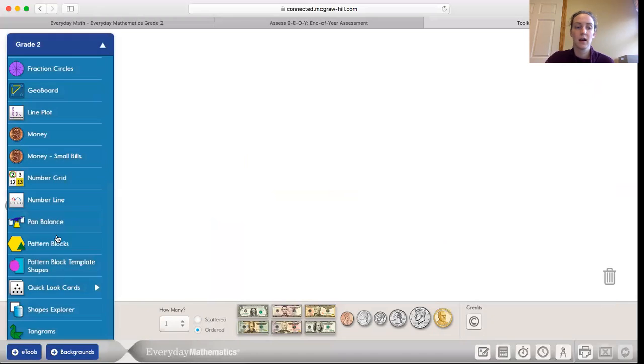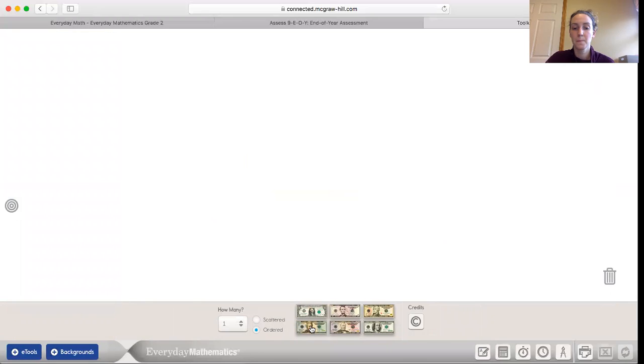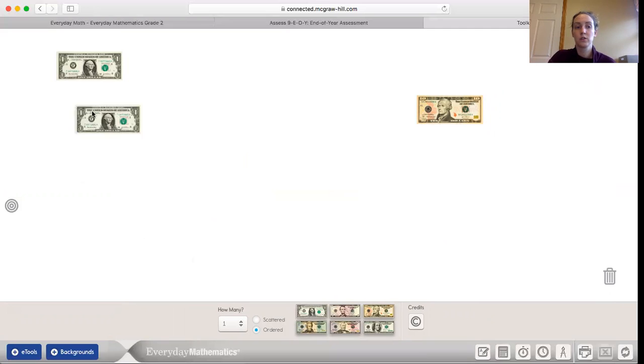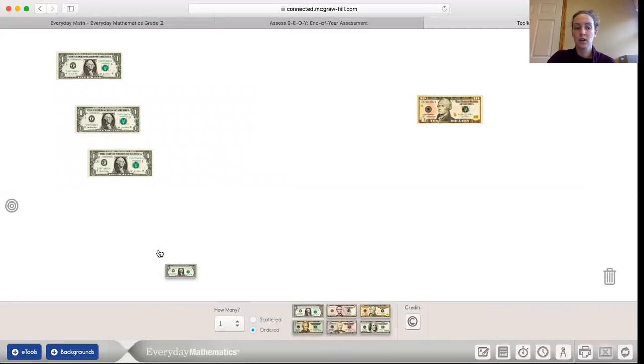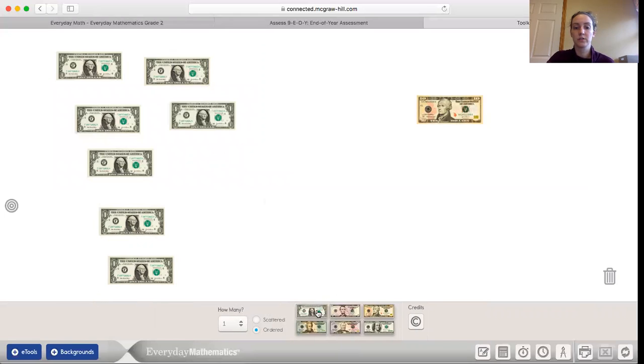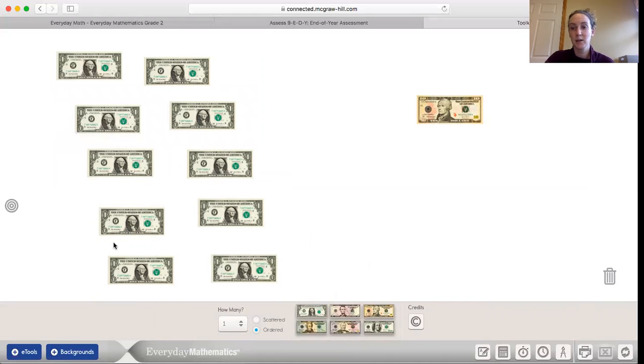Now, let's see our $10 bill. Here's our $10 bill. Let's see how many $1 bills gets us to $10. We count by ones. $1, $2, $3, $4, $5, $6, $7, $8, $9, $10. So 10 $1 bills is the same as 1 $10 bill. These are the same. If you had 10 $1 bills, you could exchange them for a $10 bill. Or if something costs $10, you could pay with 1 $10 bill or 10 $1 bills.